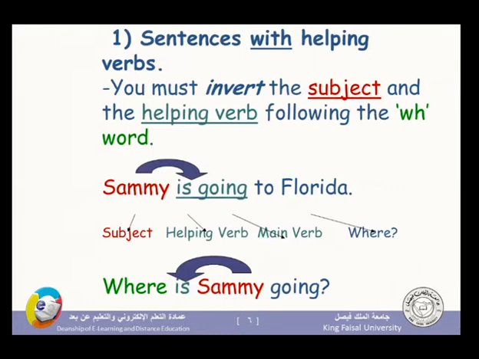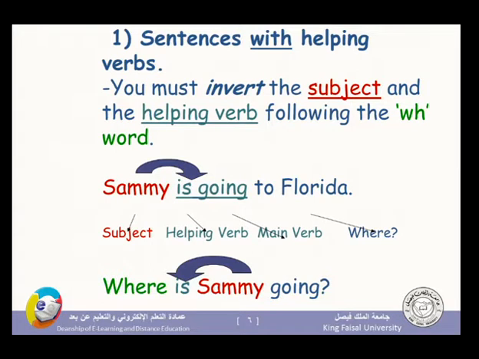Now, the rule is as it is. The only thing I add is the WH in front of it. For example, sentences with helping verbs, like Ahmed is writing, Fatima is playing, Ali is running. The auxiliary is already there. Or we are eating. The auxiliary is there, which is are in this case. You must invert, تقلب, the subject and the helping verb. Ahmed is, Ahmed. They are, they. You must invert the subject and the helping verb following the WH.